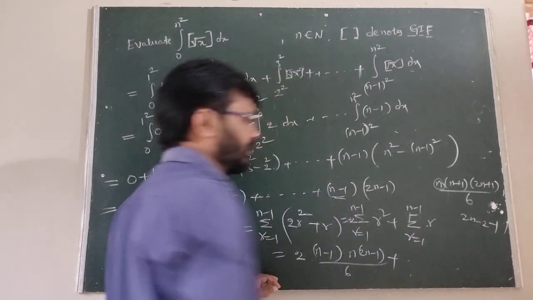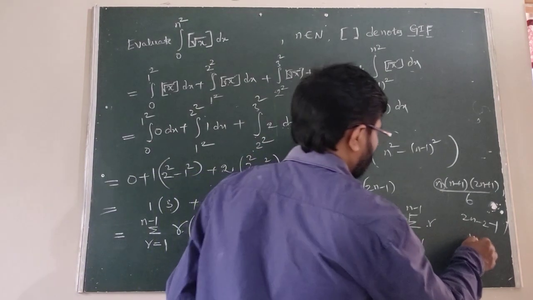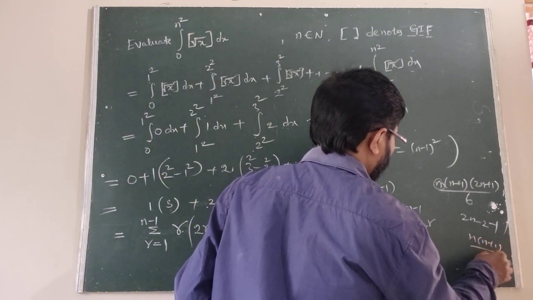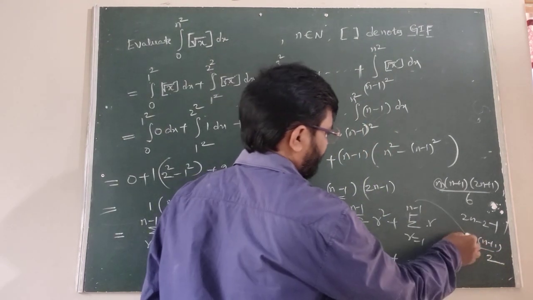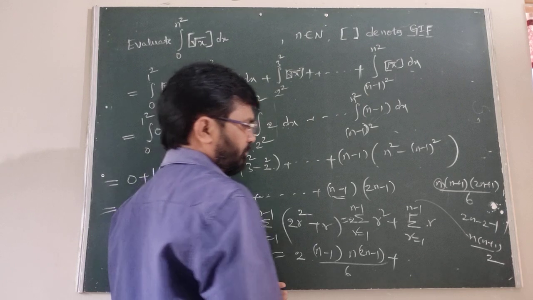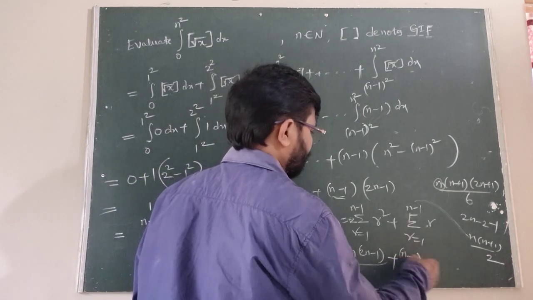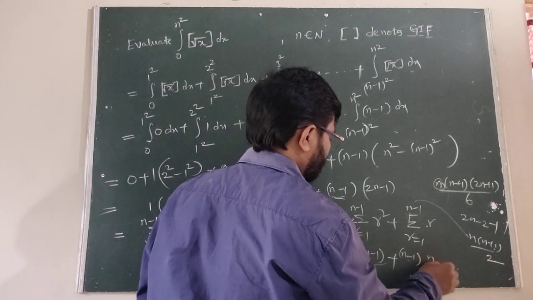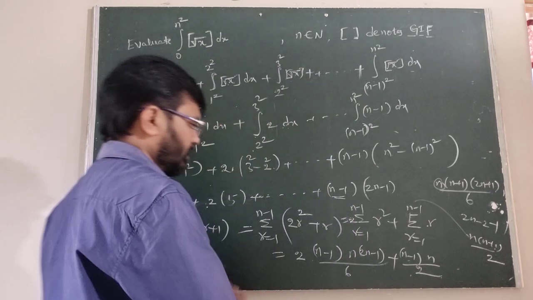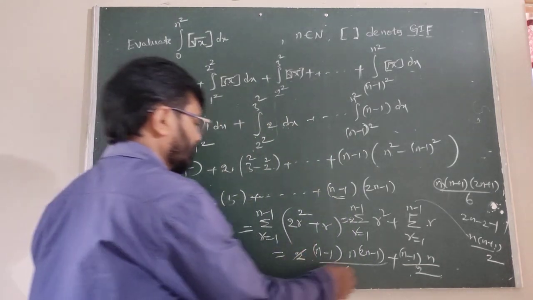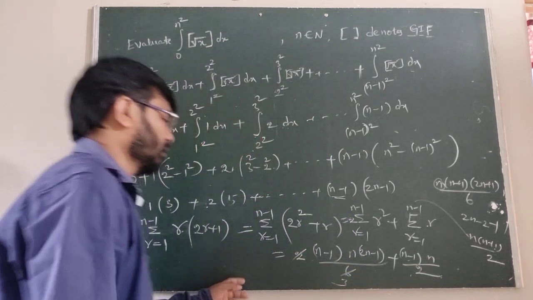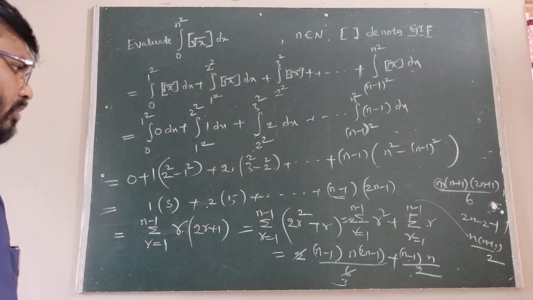After that, sigma r is n into n plus 1 by 2. Now replacing n by n minus 1, therefore n minus 1 plus 1 is n by 2. Therefore now here 2 1s are 2, 3s are.